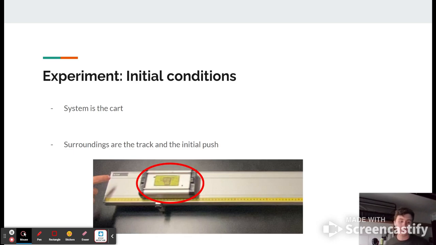For the actual experiment, I recorded this cart that is circled in red, which is the system, as it moved constantly along the track. It went about a meter in the video, and then the surroundings are pretty much everything else in that little image there. The push it gets at the beginning, as well as the track and the force that the track has on the cart.